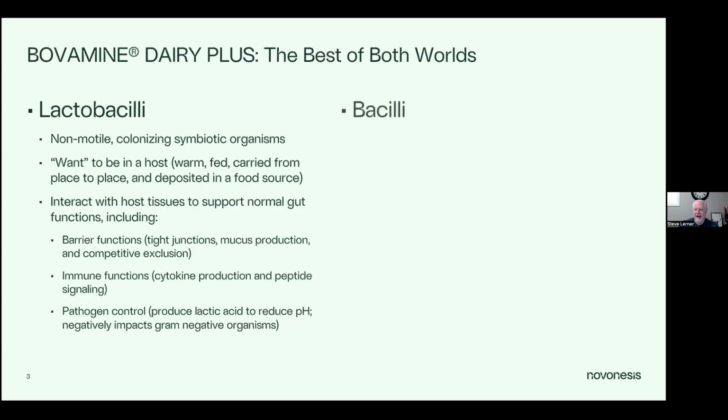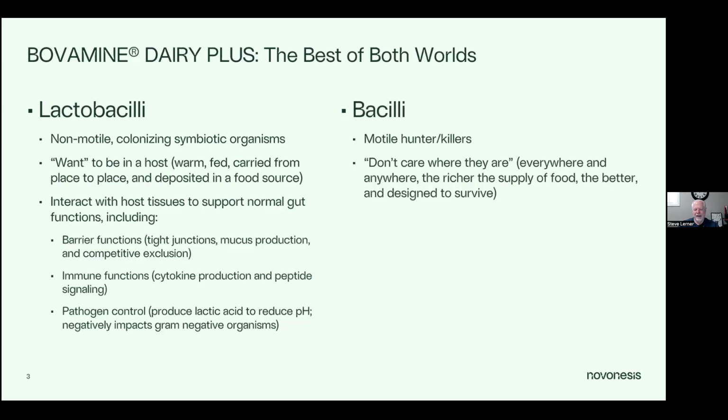In contrast, bacilli are motile hunter-killers. These organisms evolved in dirt. They are very good at finding some food source, at taking advantage of that. They can move. They're very good at enriching the environment for themselves and creating a deleterious environment for others.